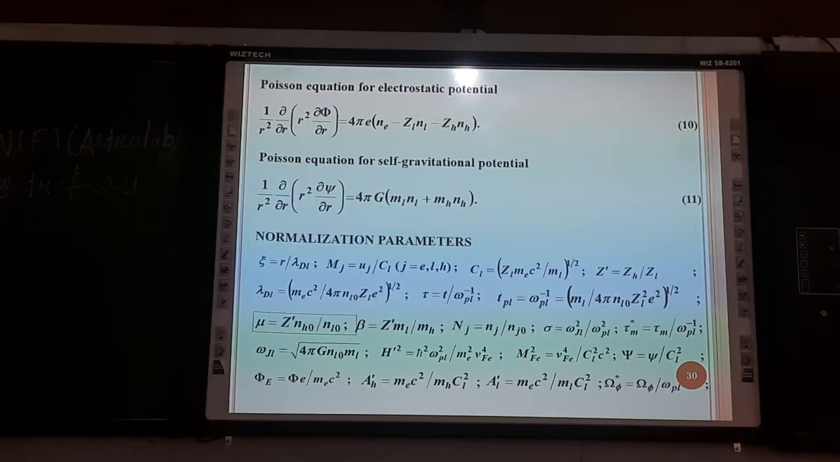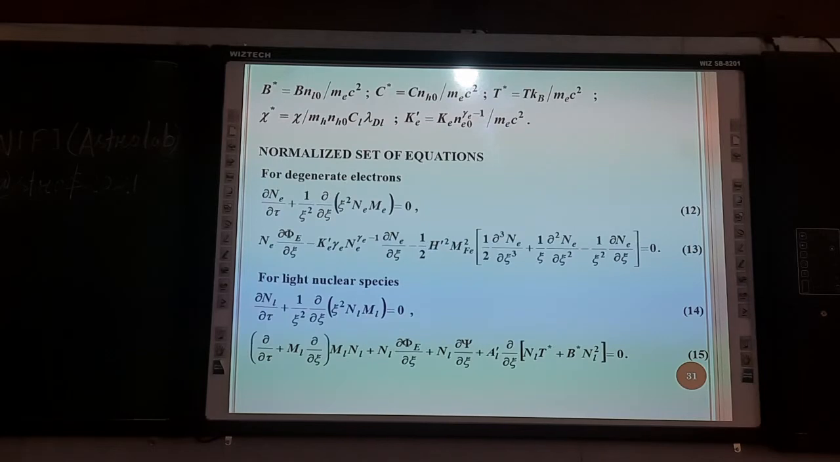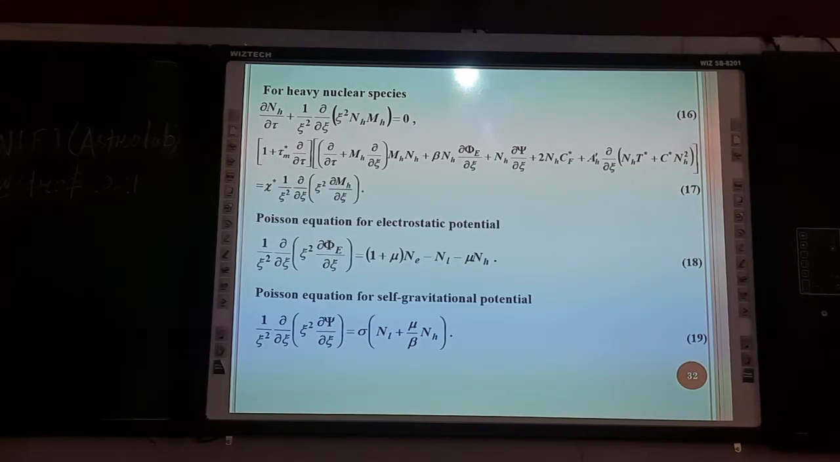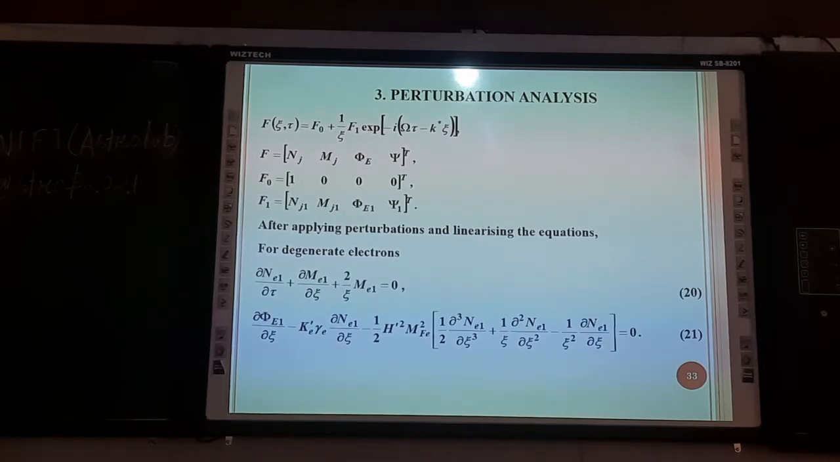Right. Now after this, we just normalize the equations with all the standard parameters. These are all standard parameters in the astrophysical sector. Okay. And after this, we get the scale-free, that is normalized, equations governing the species, and these are all the corresponding equations put in respective form. And now we are interested in the radial wave analysis or spherical wave analysis under spherically symmetric geometry.